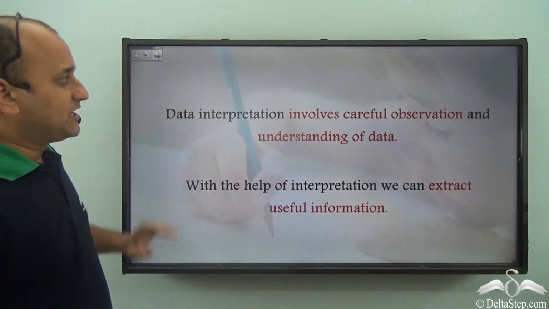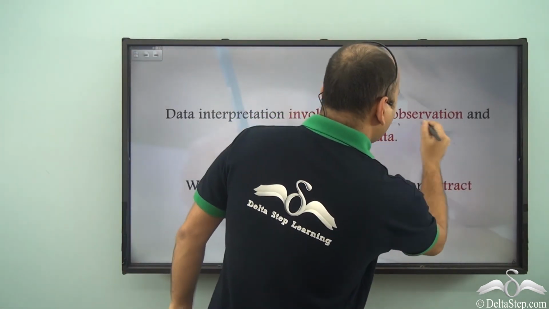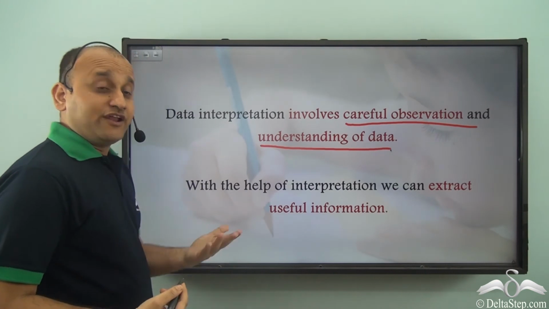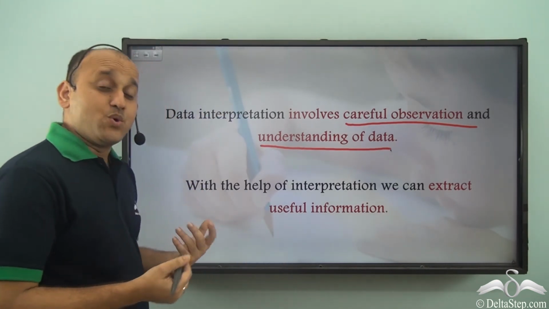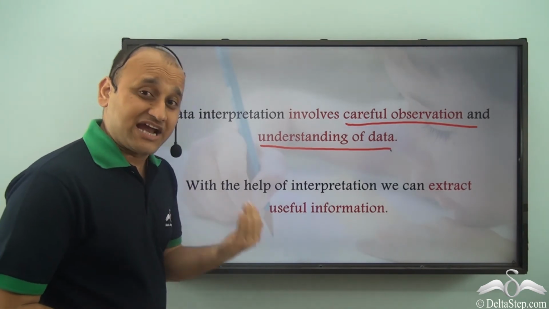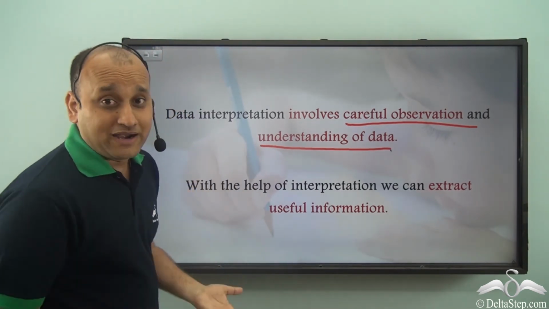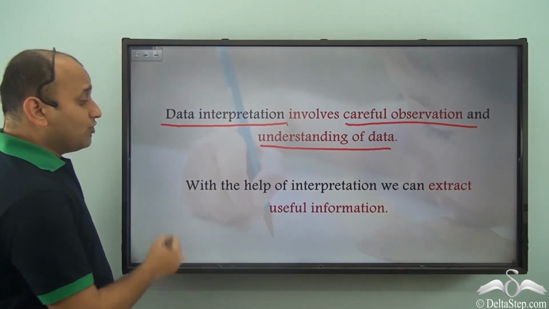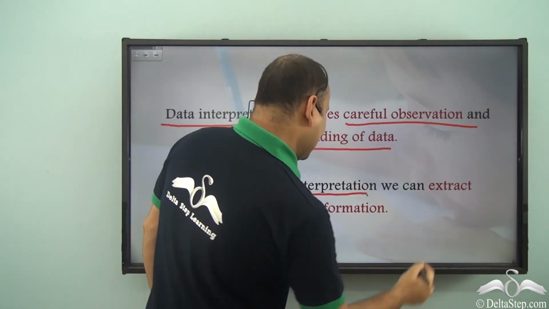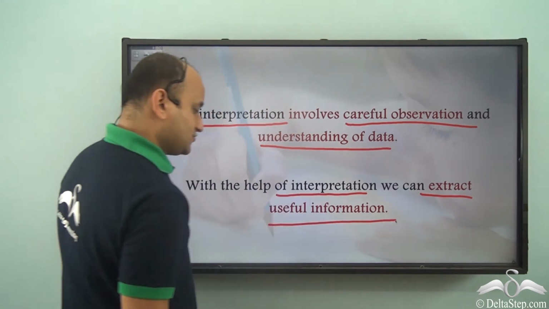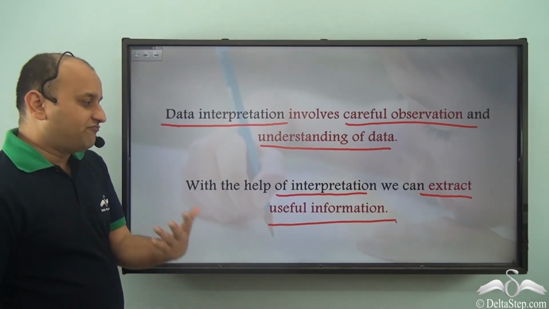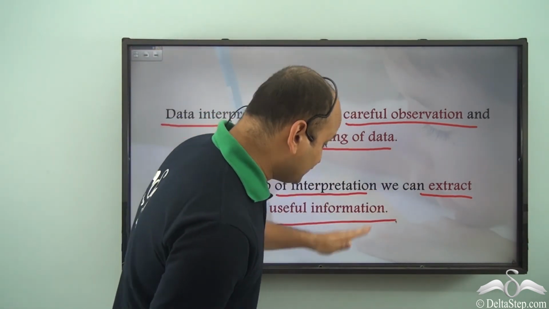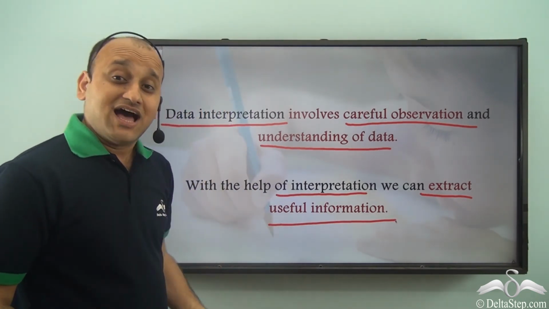So data interpretation involves careful observation and understanding of data. So once you have data, when you carefully observe data and you understand what the data stands for, then you can interpret it. That is, you perform data interpretation. Now, with the help of interpretation, we can extract useful information. So when we interpret the data, then we are able to extract useful information from data. So this extraction of useful information from data is data interpretation.